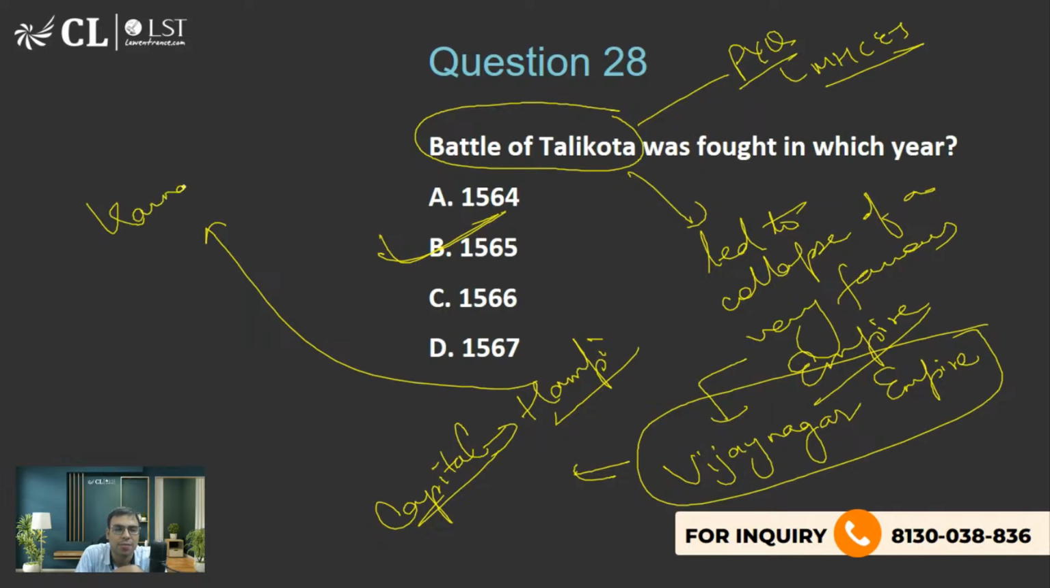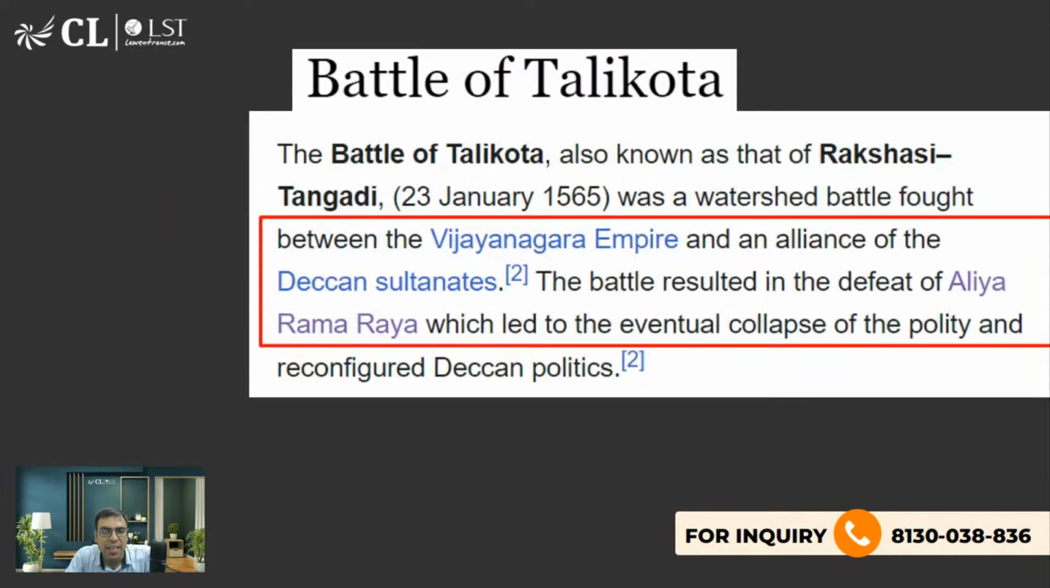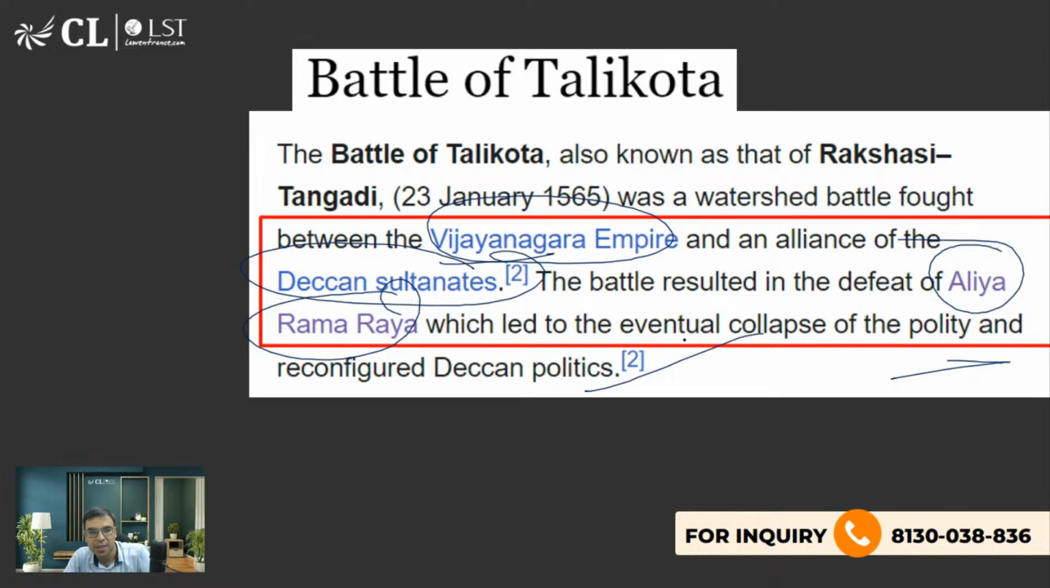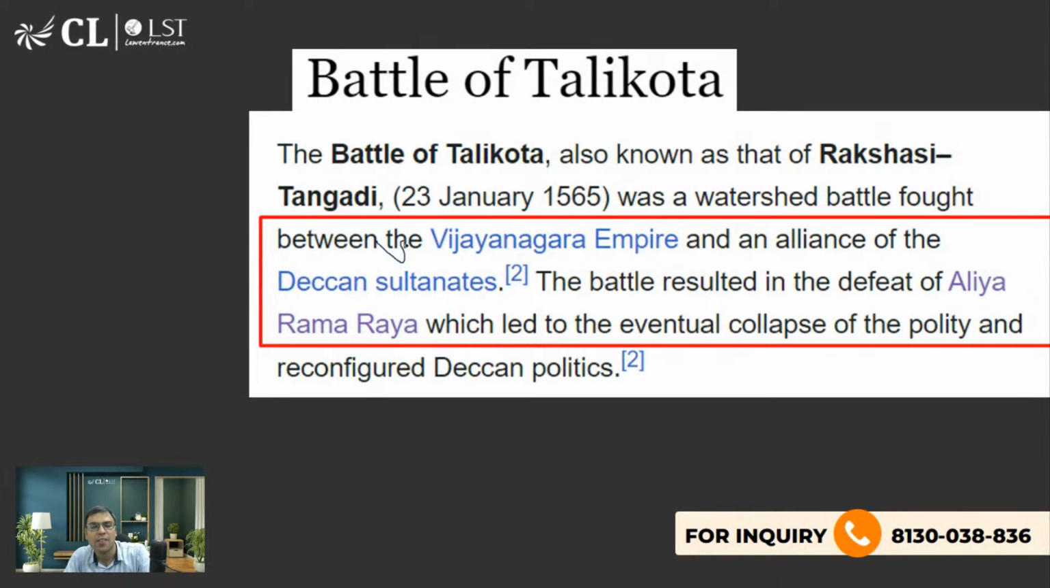कर्नाटका. यस महेंद्र, राइट, एग्री, राइट. पूरा एनसीईआरटी बुक में भी दिया हुआ है डिटेल में, अगर आप चाहो तो पढ़ सकते हो. Vijayanagara Empire and the alliance of Deccan Sultanate battle resulted into the Aliya Rama Rai, which led to the eventual collapse of the polity. So that is what you should know. So Deccan Sultan versus Vijayanagara Empire हुआ था, and Vijayanagara Empire had to suffer heavy loss. इसका एक और नाम है Battle of Rakshasi Tangadi. That is also you should be knowing.